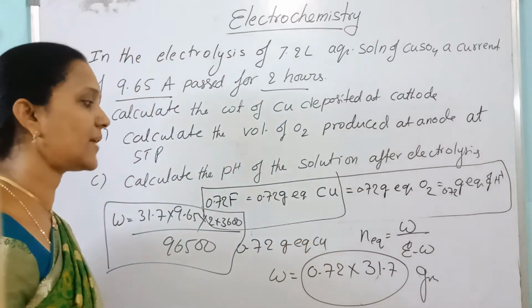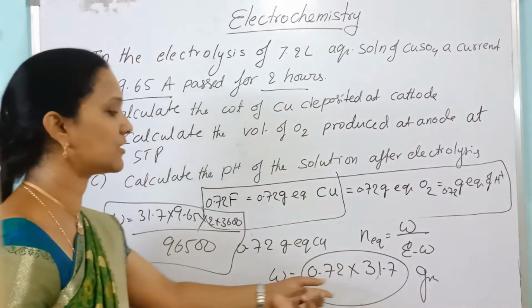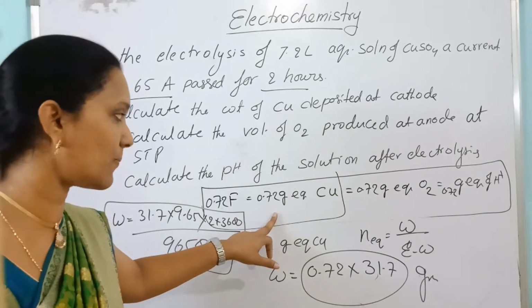0.72 gram equivalents we are getting. Gram equivalents, we are getting mass. Mass by equivalent mass, so this is the grams of copper. So how much amount of copper deposited?